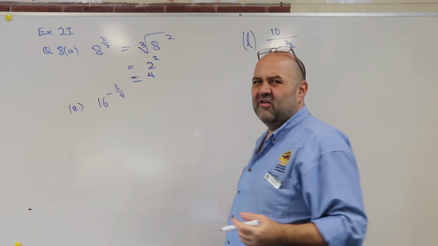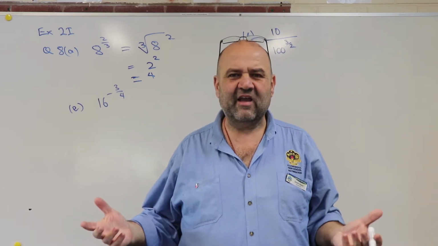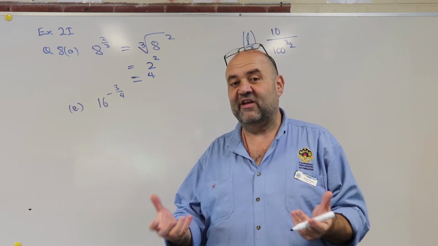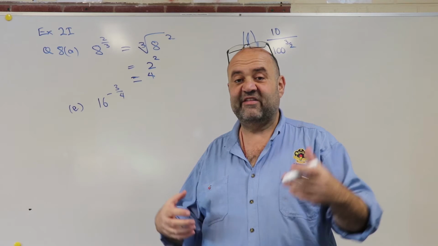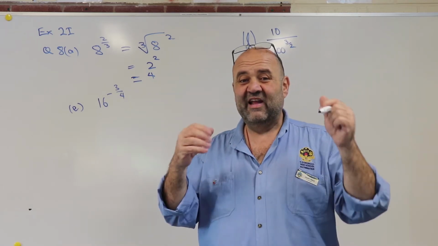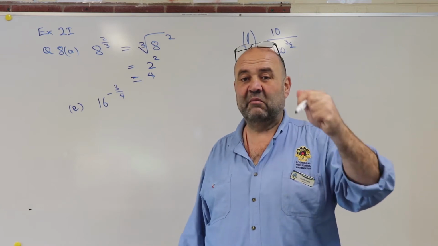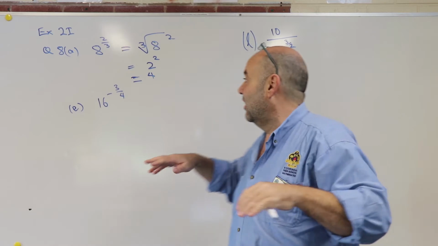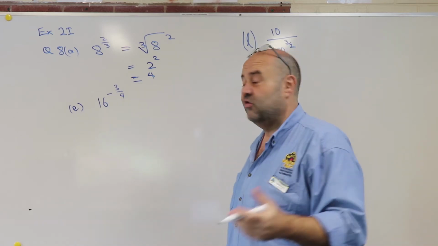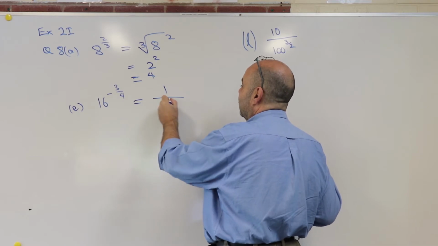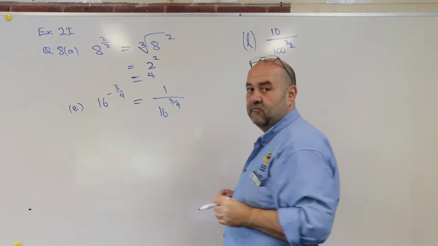Okay, this time part E I've got a negative index. Yuck. Okay, don't panic about the negative index. Remember what a negative index means. A negative index, I did a video on this before. You've done a whole exercise on negative indices. A negative index means that the number is on the wrong side of the vinculum, the wrong side of that fraction line. So 16 to the power of negative 3 on 4 just means 1 over 16 to the power of 3 on 4.